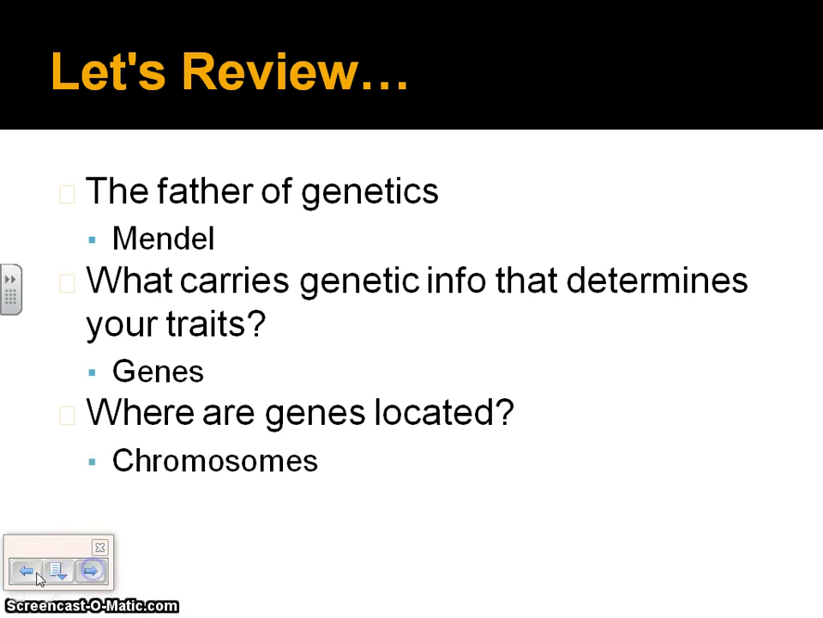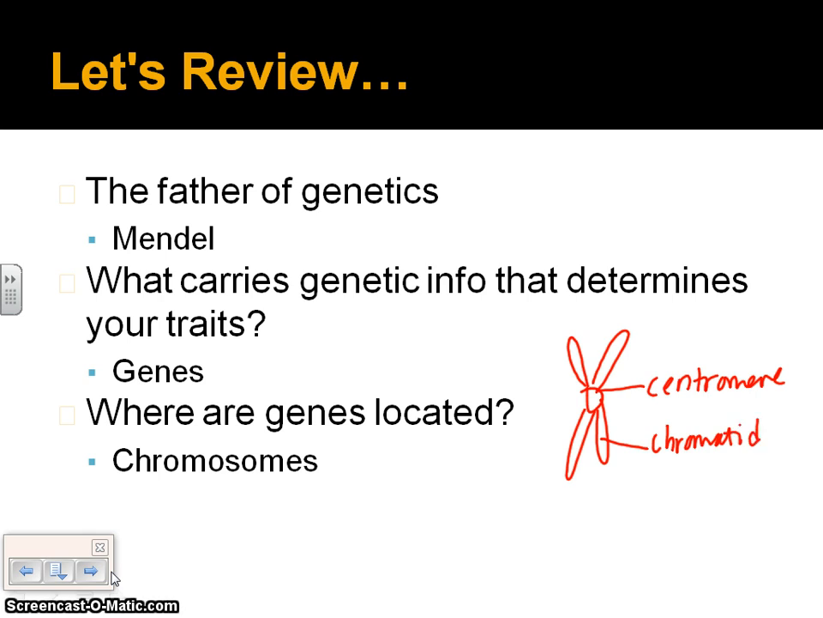Okay. I'll go back. So if you remember chromosomes, they look like this, right? And this middle part, do you guys remember what that middle part is called? It's a protein disc. It holds it together. Centromere, very good. And then these little things coming off of it are the chromatids, right? And the chromatids have the genes on them.